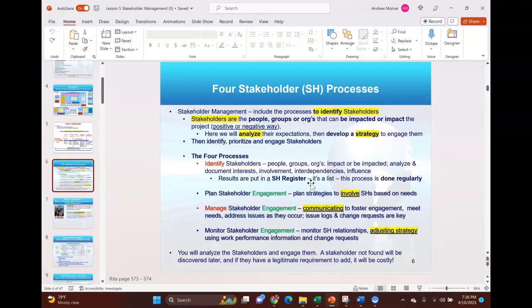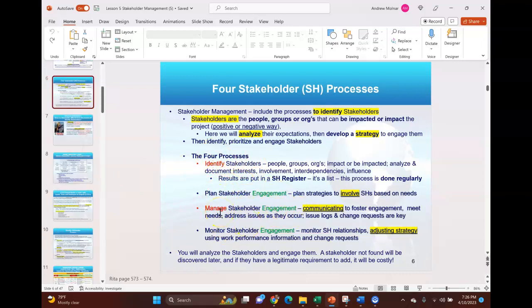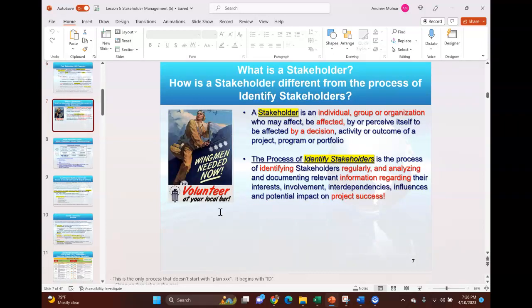Now, stakeholder management is the process to identify stakeholders. That's it. Right? And stakeholders are defined as people, groups, or organizations that can be impacted or can impact the project, either positively or negatively. So this lesson, using that definition of stakeholders, is divided into identifying stakeholders, planning the engagement, managing the engagement, and controlling the engagement. So just a couple of terms up front.